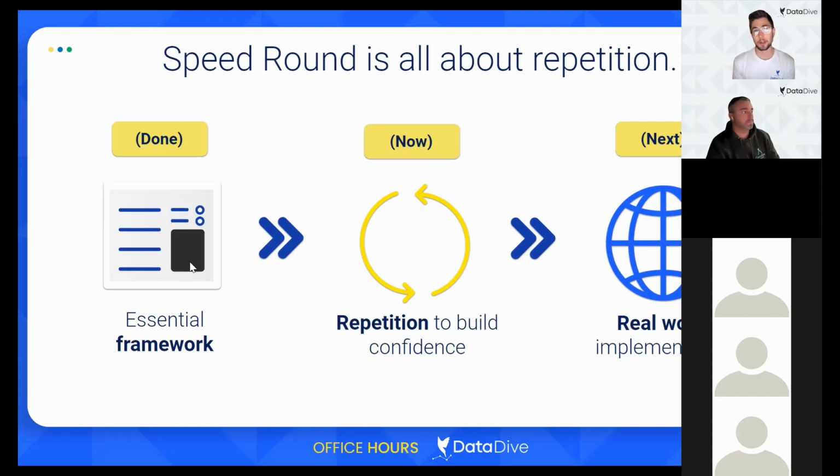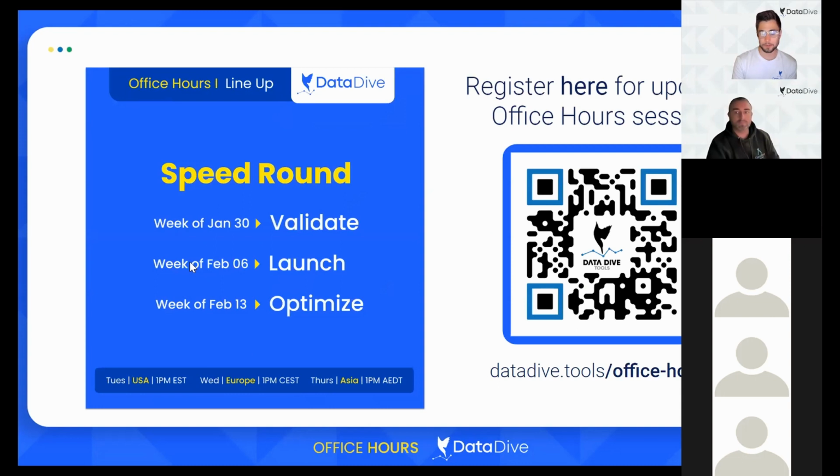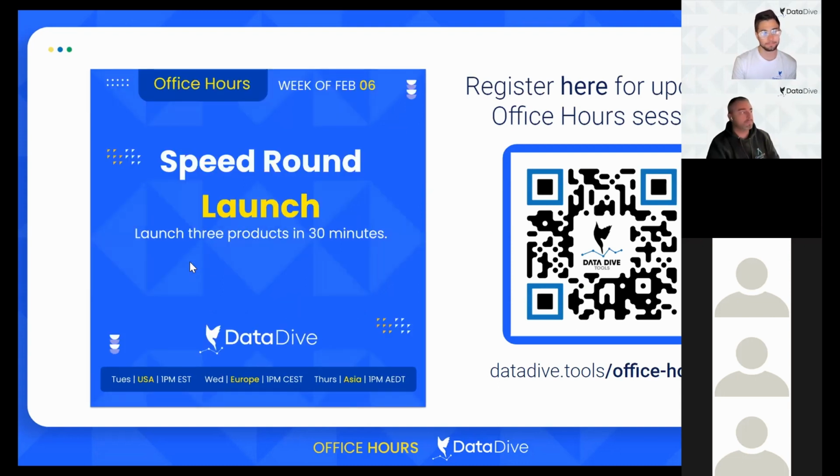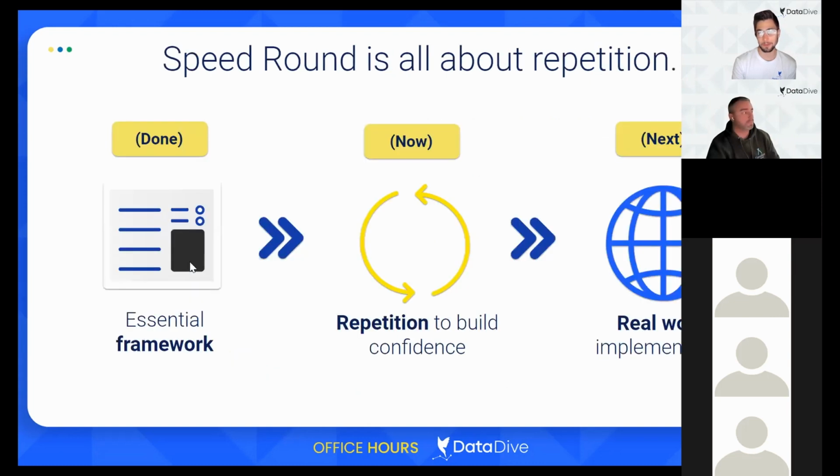Like I was mentioning earlier, Speed Round is all about showing you the process over and over and over again so that you can get the confidence to go and execute it yourself. So today we're going to be validating 3 products in 30 minutes. Next week, we're going to be launching 3 products in 30 minutes. And then the week after that, we're going to be optimizing 3 products in 30 minutes. Yep, so that's just the dates there. We're going to go through things pretty quick today. We're going to validate 3 products in 30 minutes.